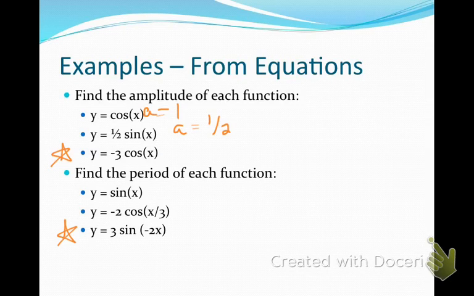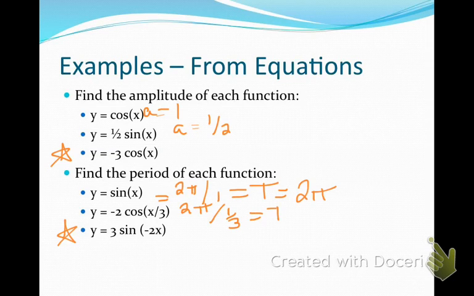And then let's look at the period. The period here, 2 pi over 1. So the period, which is given by a capital T a lot in physics class, the period is 2 pi. This one we're going to do 2 pi divided by 1/3, which is going to give us a T value of 6 pi. And try that last one on your own.